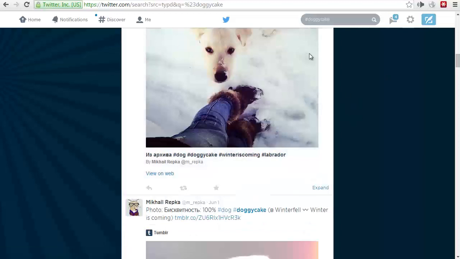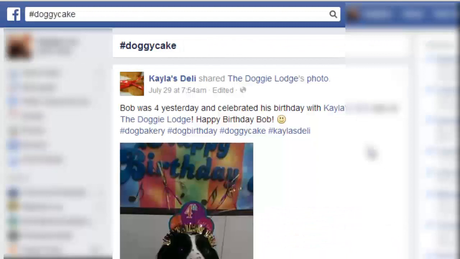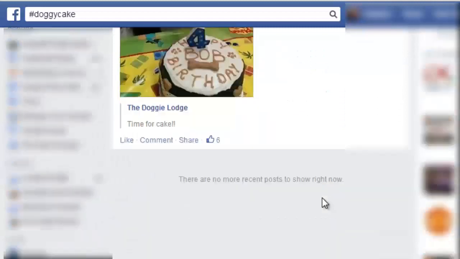We can drop on over to Facebook and do the same thing. Now, as you can see, I went to Facebook and I typed in pound or hashtag doggy cake, and we see a couple responses, not a whole lot.